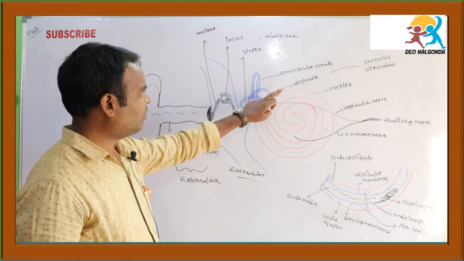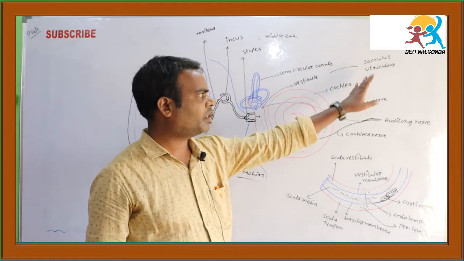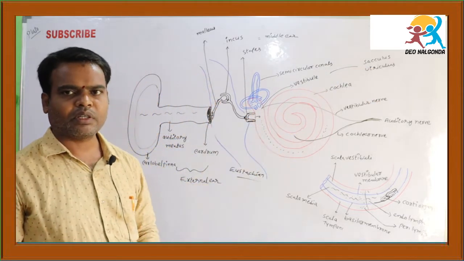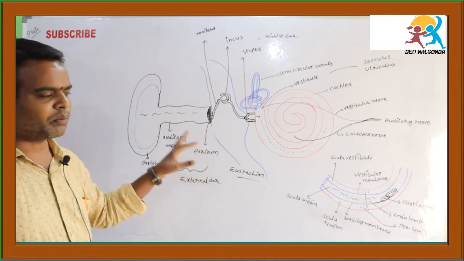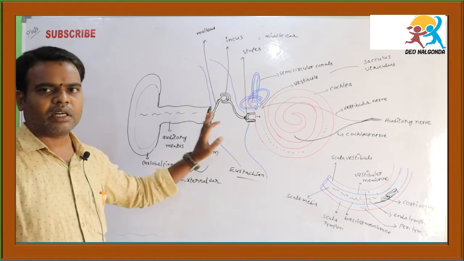And when you come to the vestibule, the vestibule also contains two parts. The anterior part is called the sacculus and the posterior part is called the utriculus. It is not given very clearly in the textbook, but whatever may be, this is the structure of the ear and the functioning of the ear.